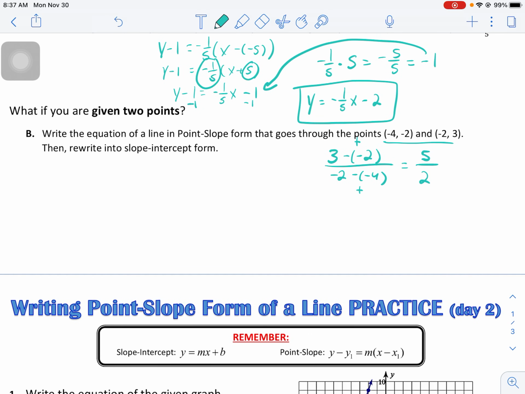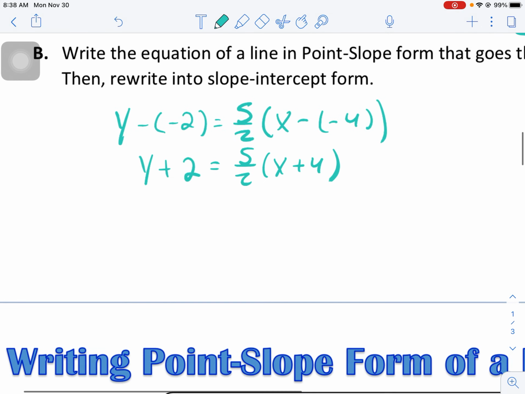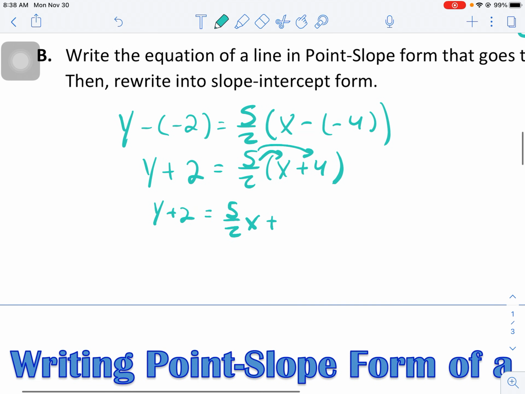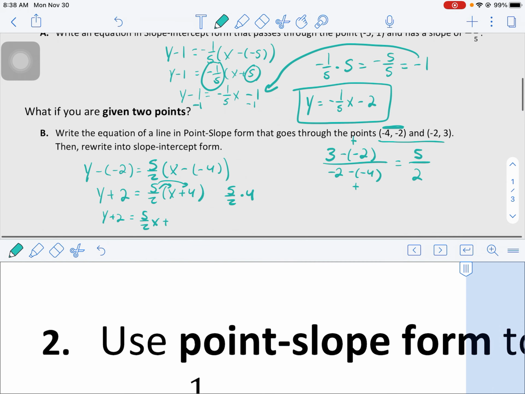Now let's write an equation out for that. So I'm just going to use this first point right here. So y minus negative 2 is equal to the slope, which we found to be 5/2, times x minus negative 4. Simplify a little bit, so y plus 2 is equal to 5/2 x plus 4. Now we can distribute that 5/2. So we get y plus 2 is equal to 5/2 x plus, if we just do 5/2 times 4, there's multiple ways to do this.